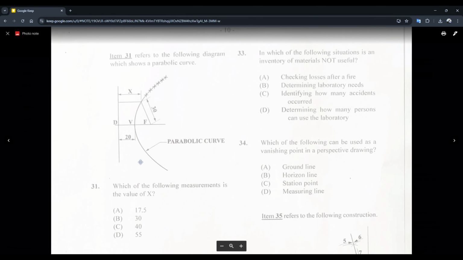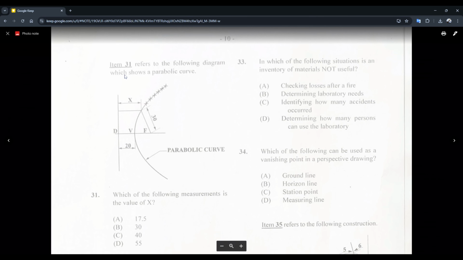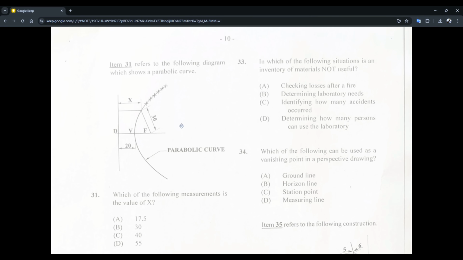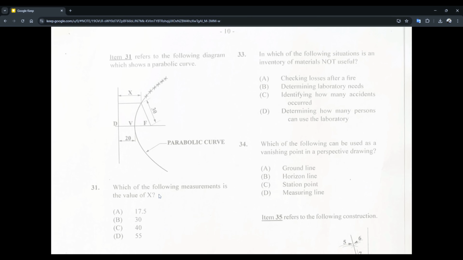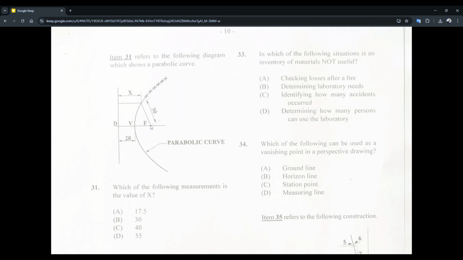Number 31. This page has some very tricky questions, but let's see if we can navigate them correctly. In an earlier question, we looked at eccentricity and the ratio of 1 to 1. In this question, it says item 31 refers to the following diagram, which shows a parabolic curve. So this is the curve. I'm going to assume that this here is the focus.